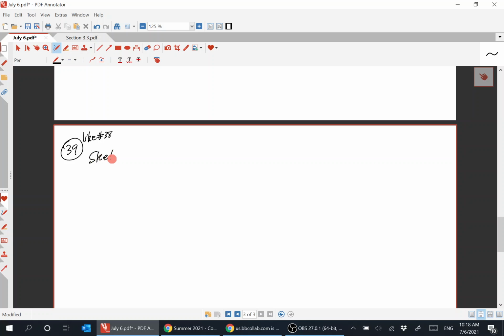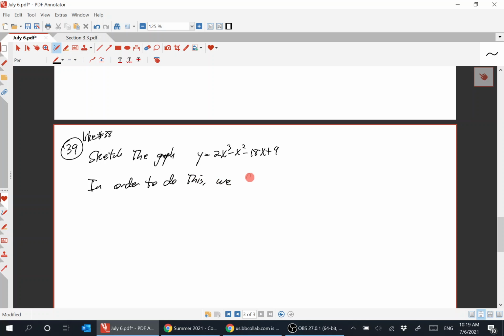So sketch the graph: 2x to the third minus x squared minus 18x plus 9. So factor the polynomial first. So in order to do this, we first must factor the polynomial.